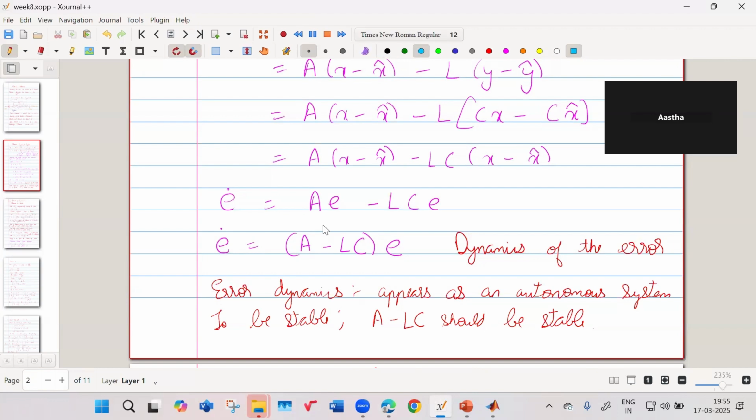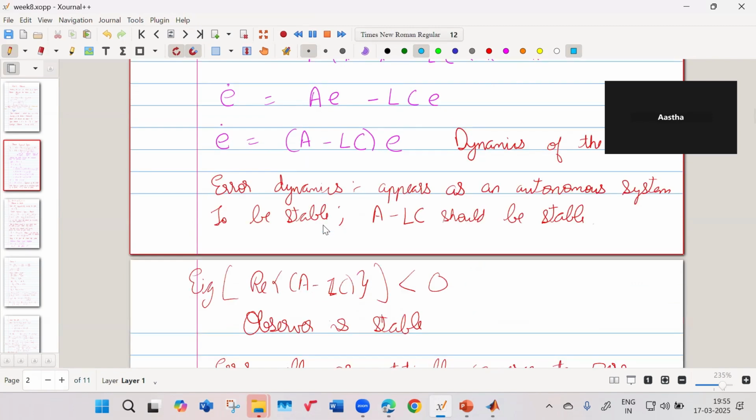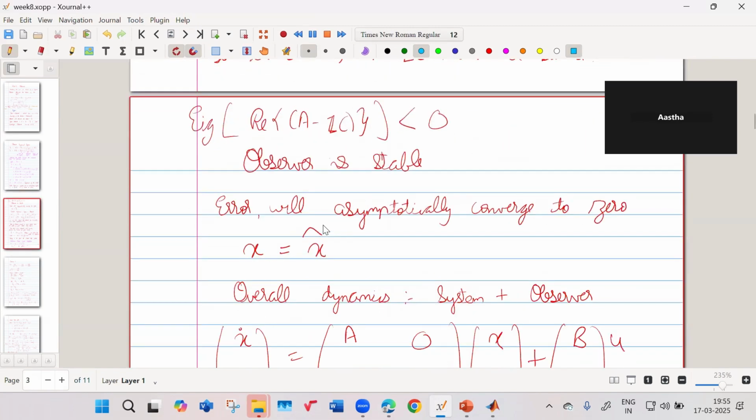And what do we mean by the dynamics of our observer? We mean the error, the deviation of the estimated state from the actual state. The dynamics of that error will be much faster as compared to the dynamics of our system, which is being observed. So this we have shown.